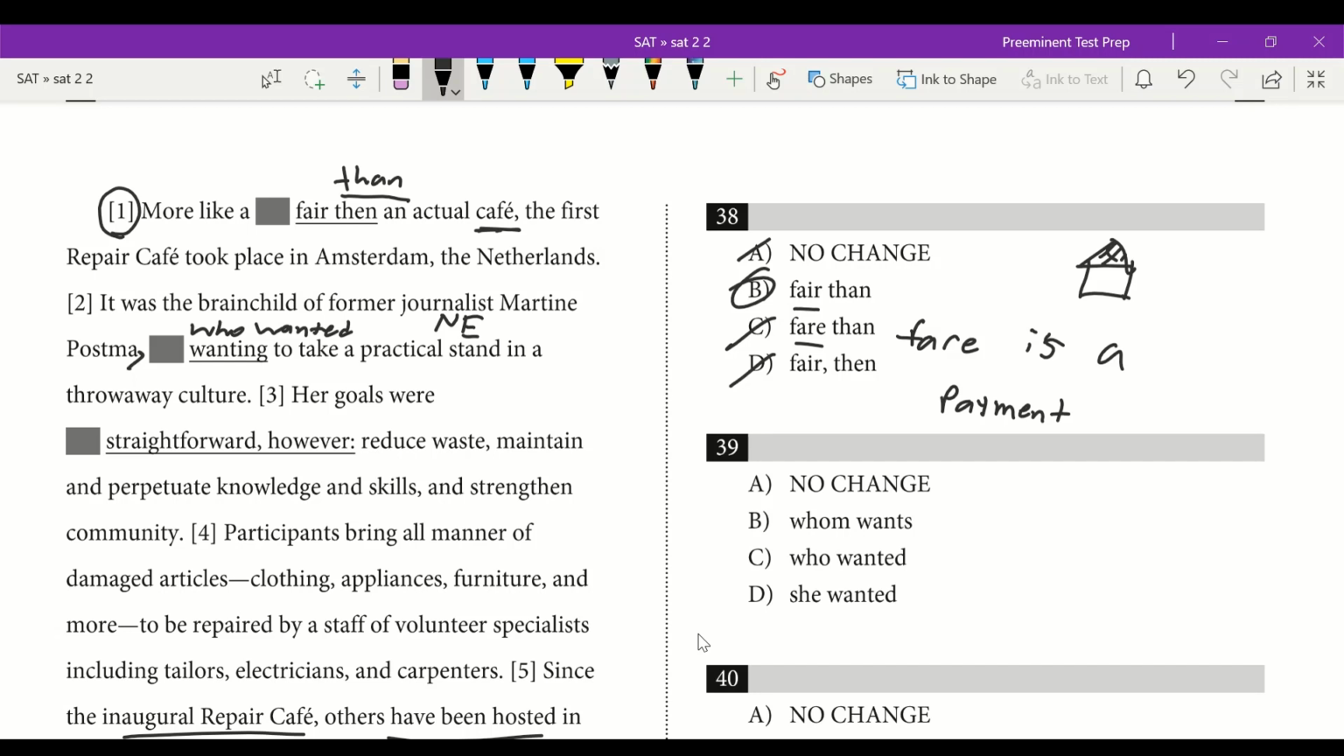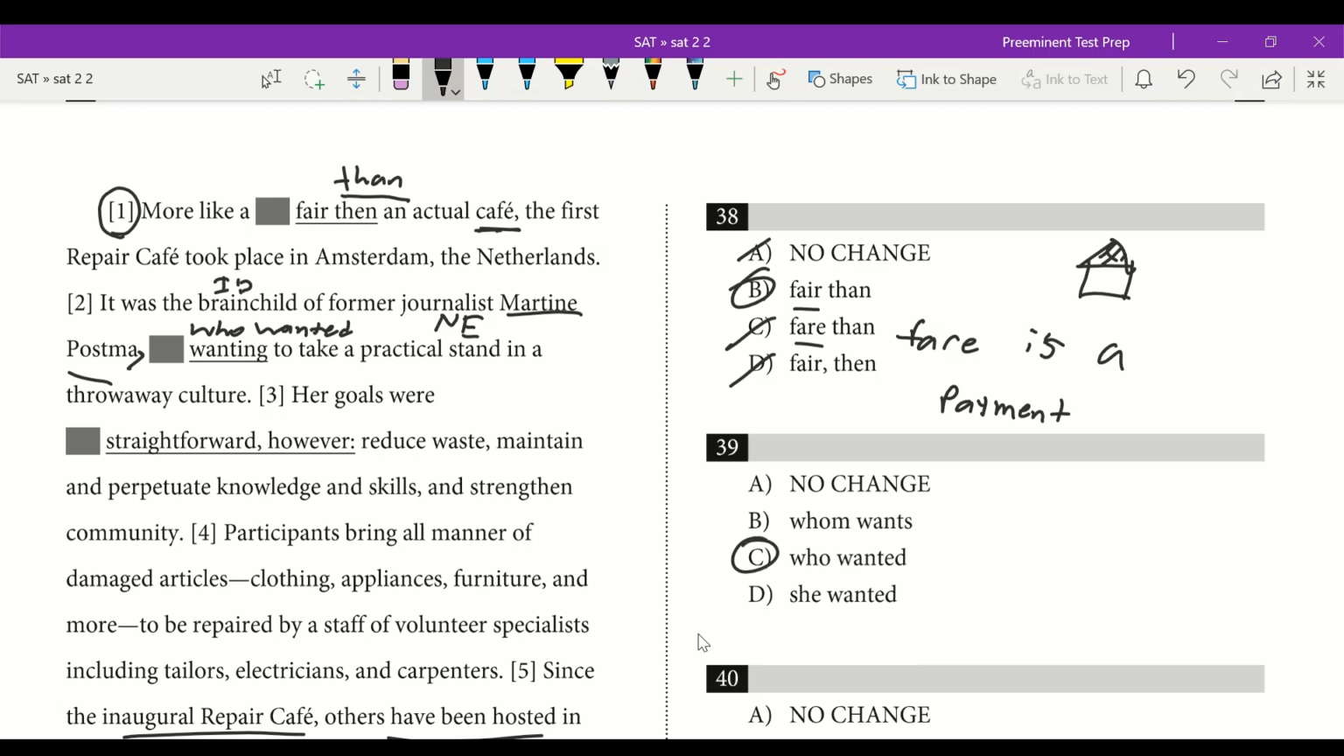And here's why. We know that we're describing Martien Postma, right? But we have our independent clause right there: it was the brainchild of former journalist Martien Postma, who wanted to take a practical stand in throwaway culture. So when I see a comma and then a word following it, I'm actually looking for something like "who wanted" or "which was in 1932," something that's giving a non-essential part of my whole sentence. So I see "wanting," and I think that it's going to be "who wanted," which will be C.